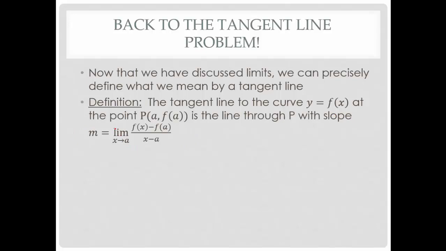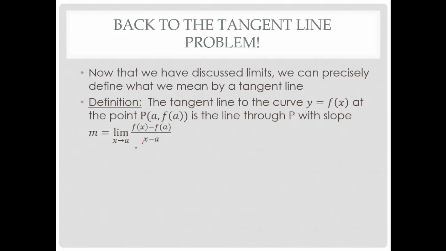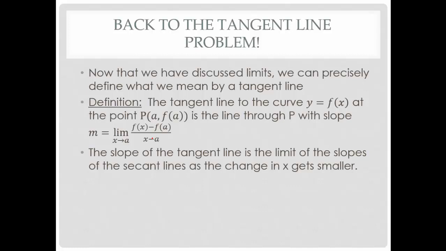If you leave off the limit sign, this is the slope of a secant line. But once you put that limit on there, it's now the slope of a tangent line. So the slope of the tangent line is the limit of the slopes of the secant lines as the change in x gets smaller. As you move that second point closer and closer to P, the slope of the secant lines approaches the slope of the tangent line.